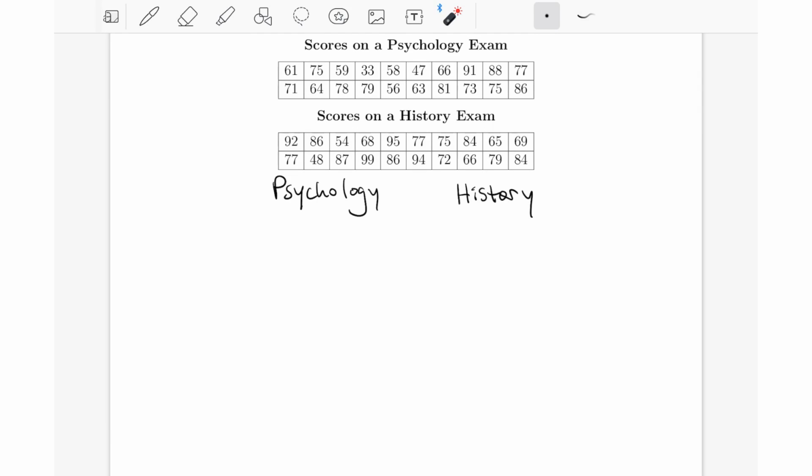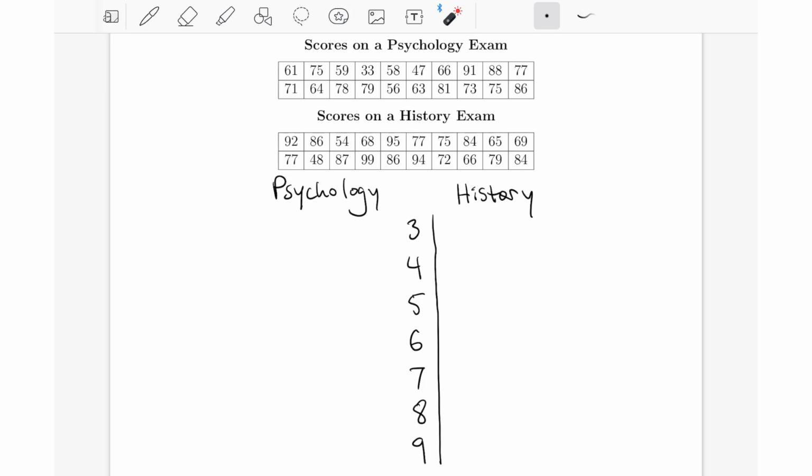Now we're going to look at all of our stems. So the rightmost digits in this case are the ones digit. So our stems are going to be, like for this example, it's 6, 7, 5, etc. So it's looking like my smallest stem across both of the data sets is going to be 3, and my largest is going to be 9. So let's go ahead and see if we can list those out. 3, 4, 5, 6, 7, 8, 9. So we're going to start by just constructing a normal stem and leaf plot.